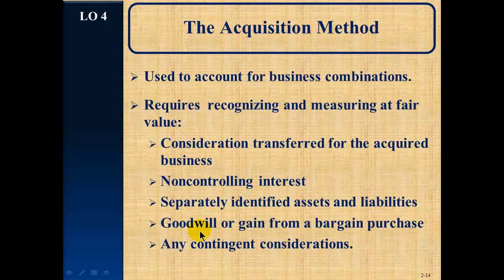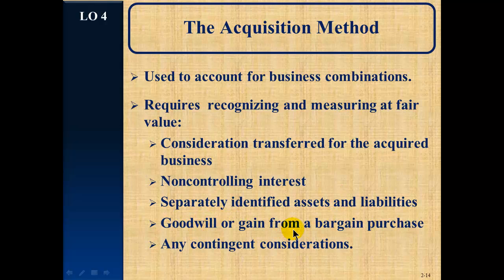Goodwill then is really going to be the excess of what you're paying as the acquirer. You look at all the fair values of what you're getting, the assets and liabilities, and if what you're paying, what you're giving up, exceeds the fair value of the net assets and liabilities, then you have what's called goodwill.